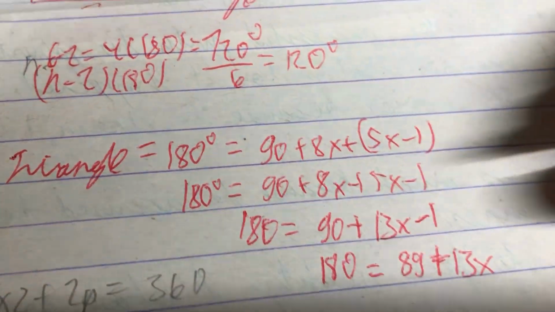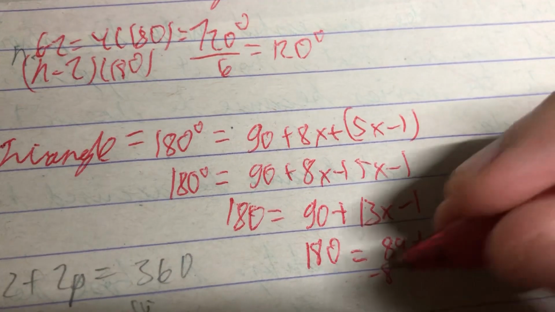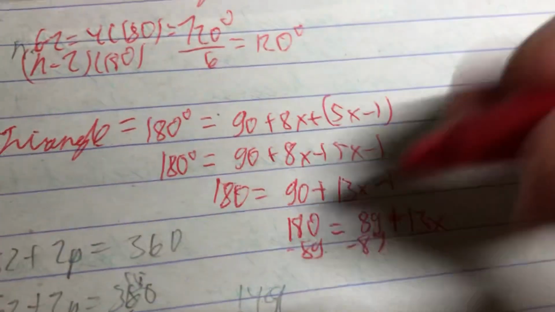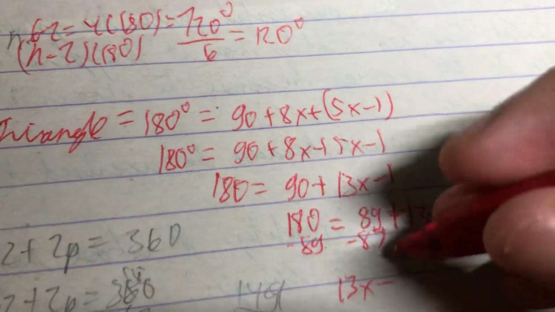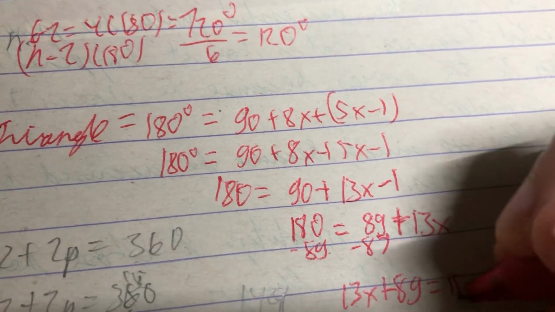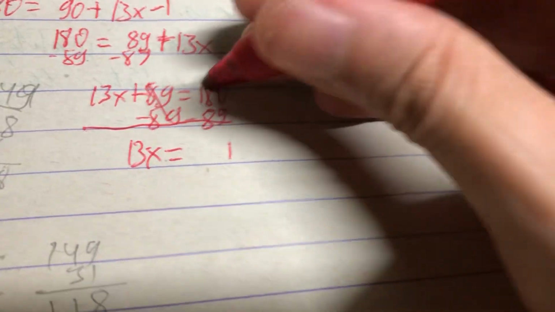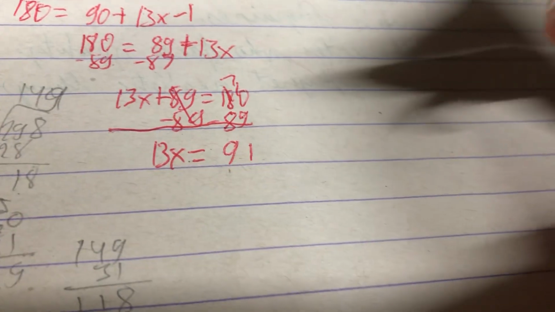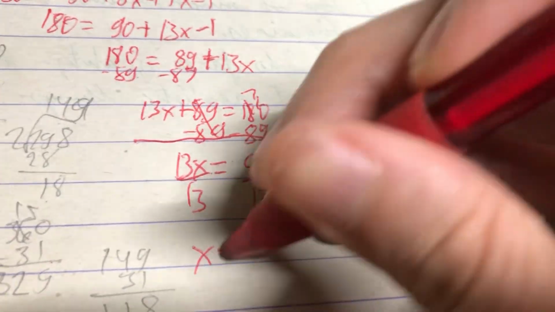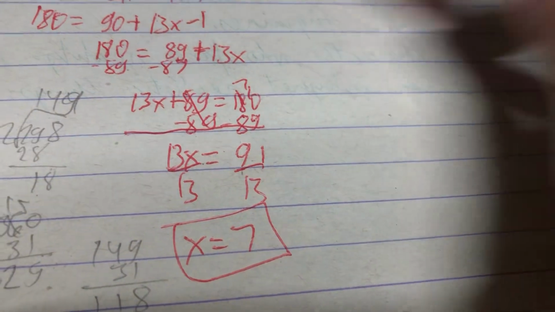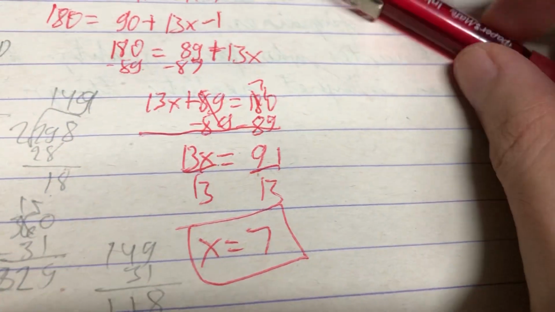Then subtract both sides by 89. I'll do it this way so it's clearer, but they both yield the same thing. Subtracting both sides by 89, you get 13x equals 91. Divide both sides by 13, and x is 7. So the value of x is 7.